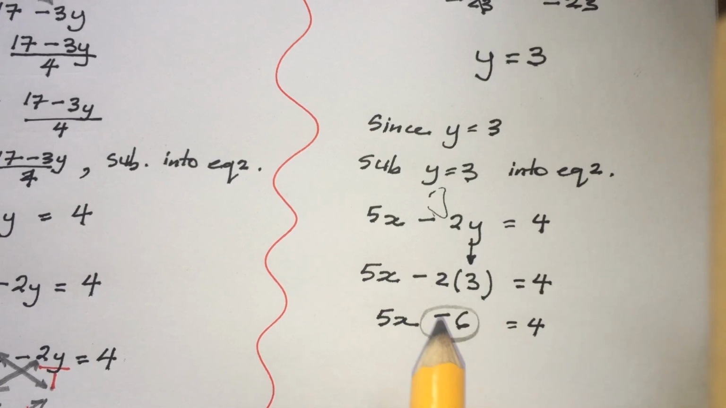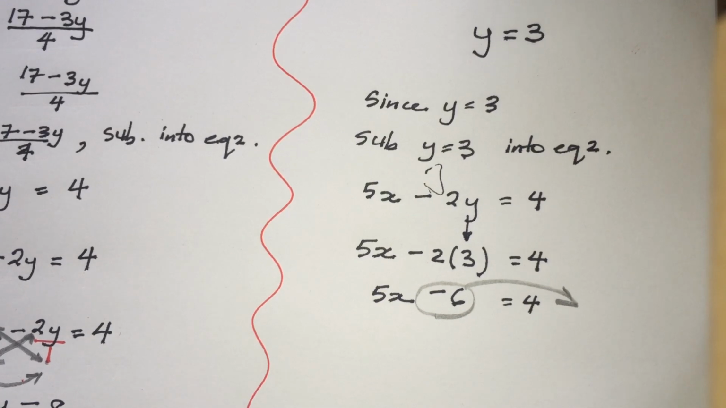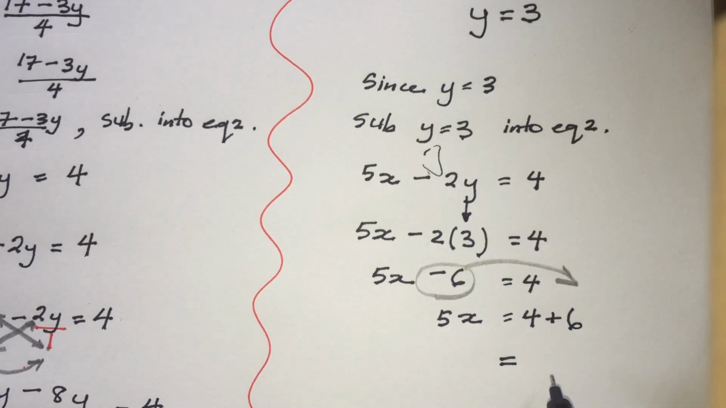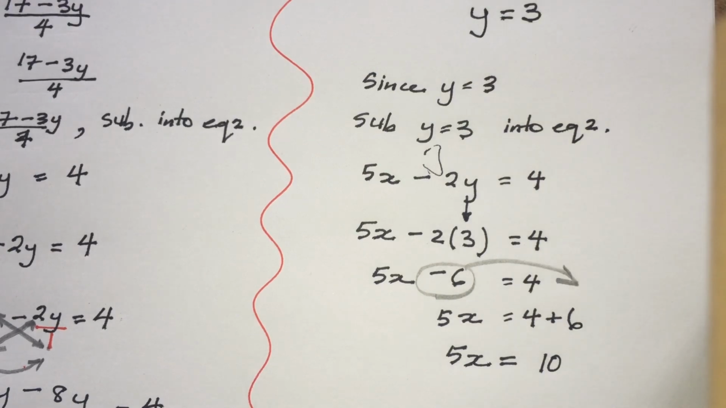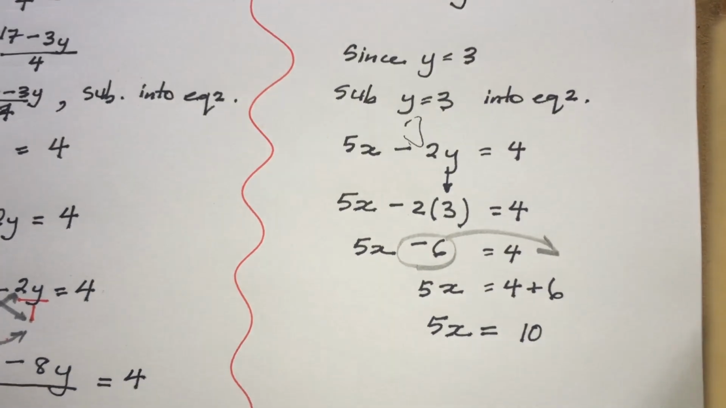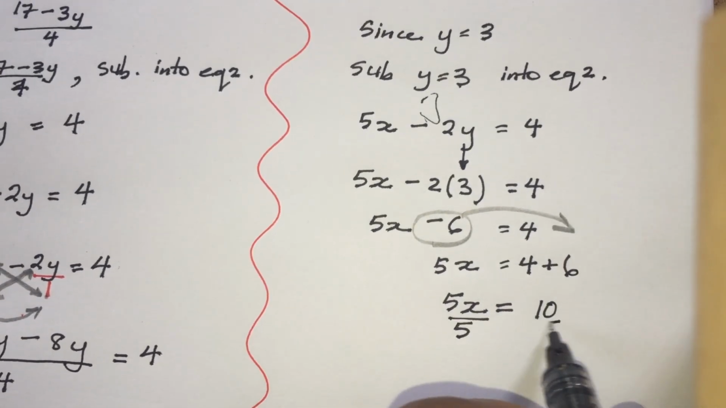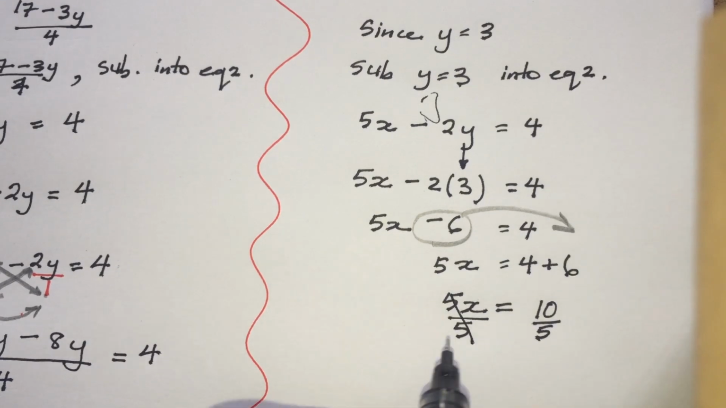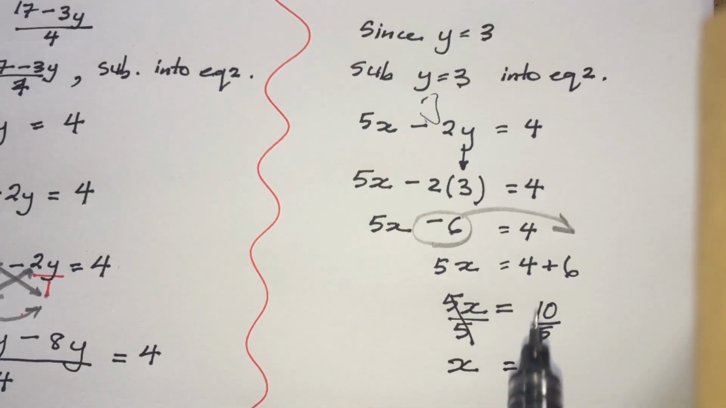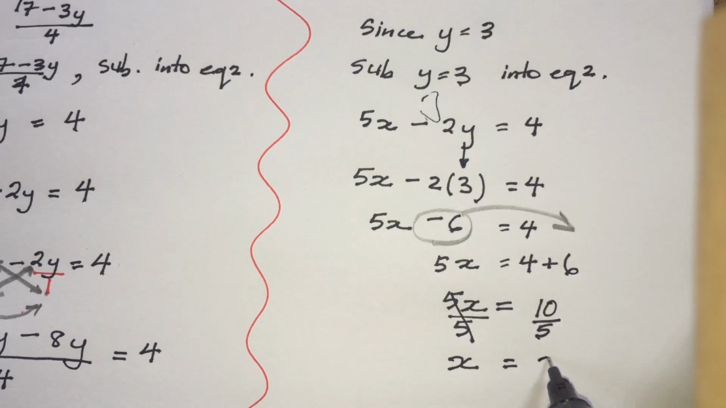So I'm going to take this minus 6, carry it across, and it's going to become what now? Plus 6. So I'm going to have 4 plus 6, and that's going to be equal to 5x. Everybody knows 4 plus 6 is 10, and you have this 5x. We need x on its own now, so we're going to have to divide both sides by 5. These will cancel, leaving us with just x. And 10 divided by 5 is just 2.